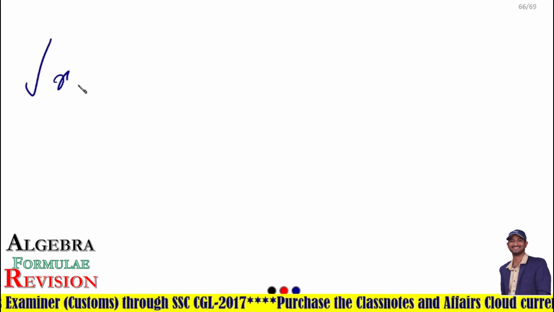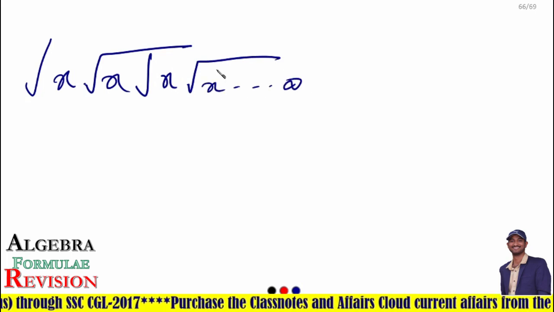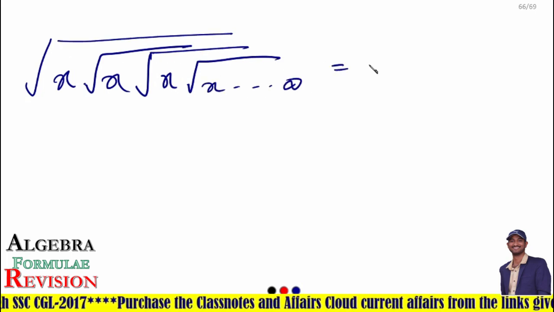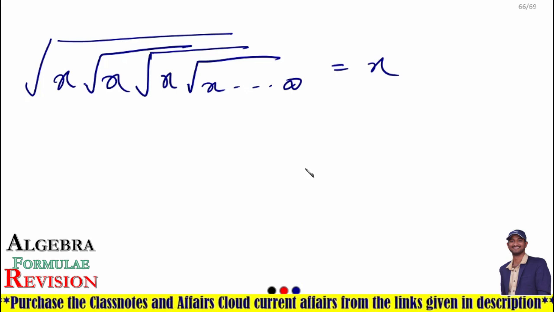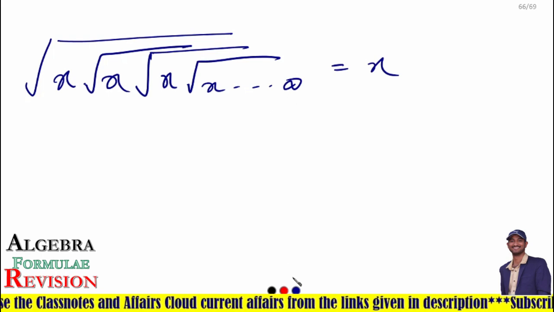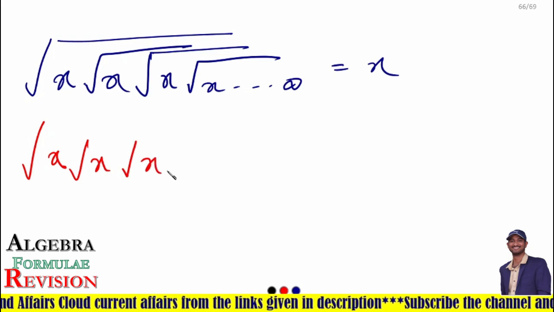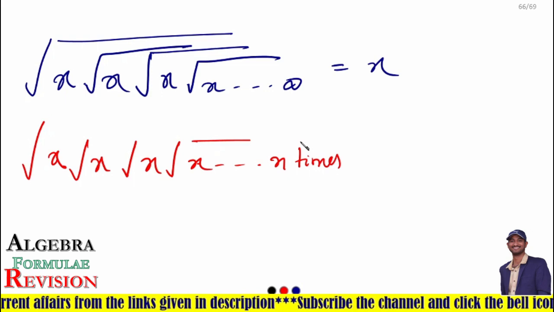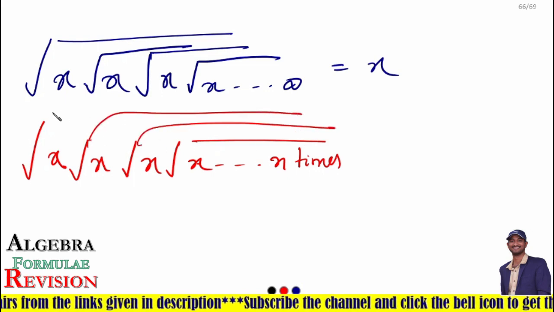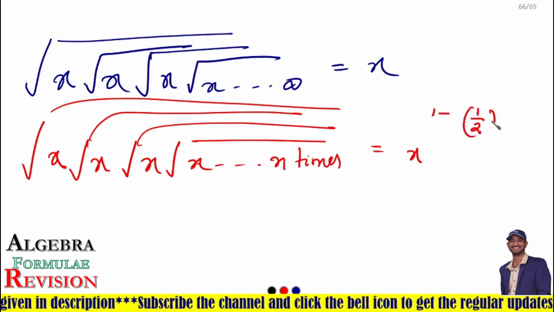Now multiplication of all this. Square root of x into square root of x into square root of x into square root of x into infinity. The multiplication is equal to x only. Okay, a very funny question this is. Suppose it is not infinite times, suppose it is a finite number of times: square root of x into square root of x into square root of x, some n times. Then what about this value? It is equal to x to the power of 1 minus 1 by 2 whole to the power of n.